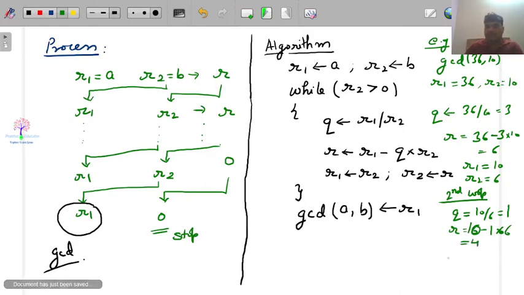So again replace R1 by R2. So R1 will become 6, which is the present R2, and R2 becomes R, so R2 is 4. Now move on to the third loop.